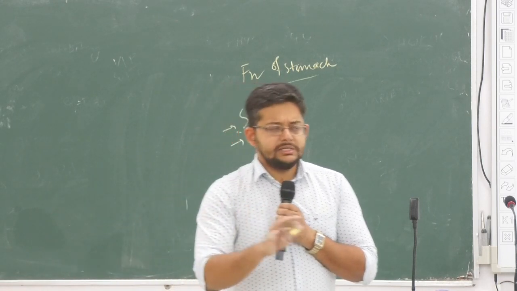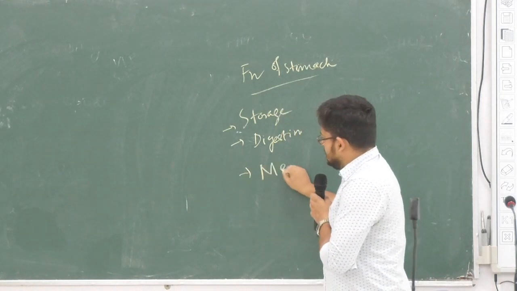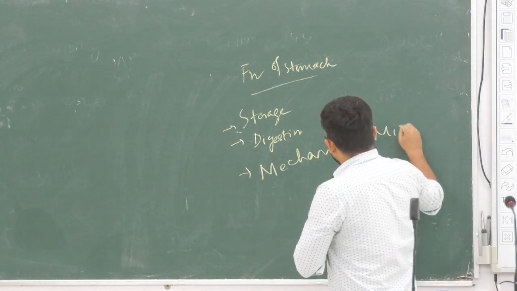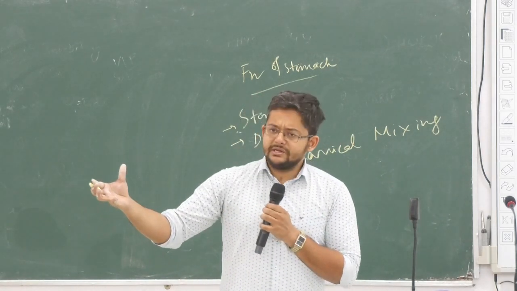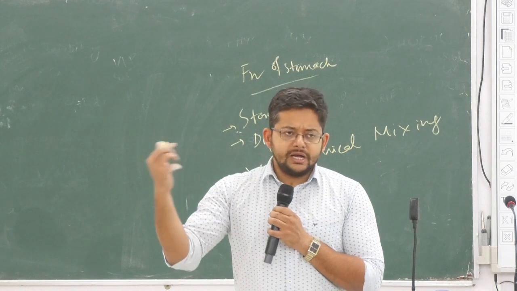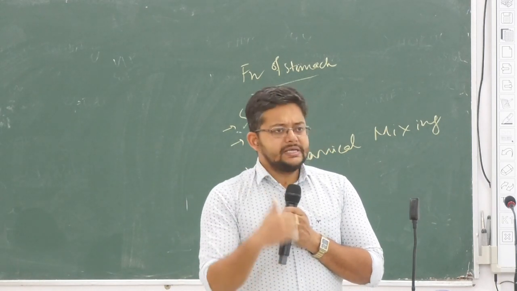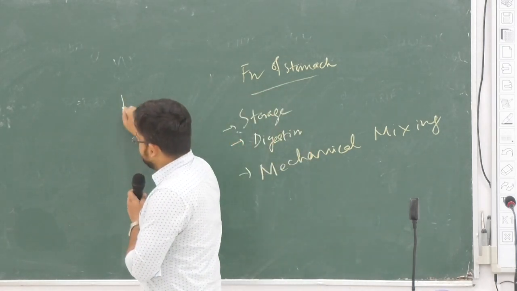What else, besides these two? Mechanical mixing of food. Why? There will be contraction and relaxation, so whatever food particles are present inside are mechanically mixed thoroughly with the gastric juice, which aids in digestion. What else? Formation of intrinsic factor.